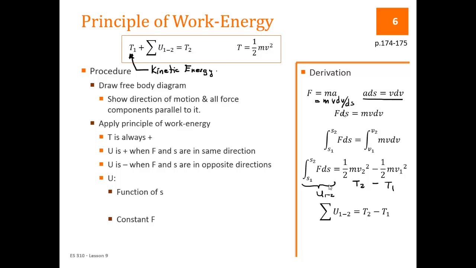So that's what we did when we were looking for work. Then we're going to apply the principle of work and energy. Notice kinetic energy is always positive because the variable v could be positive or negative depending on the direction, but you're squaring it. So kinetic energy is always positive. Then U is positive if F and S are in the same direction. U is negative if they're in opposite directions.